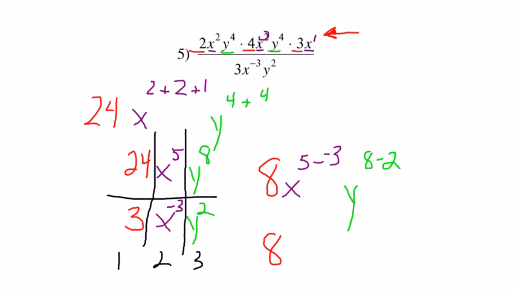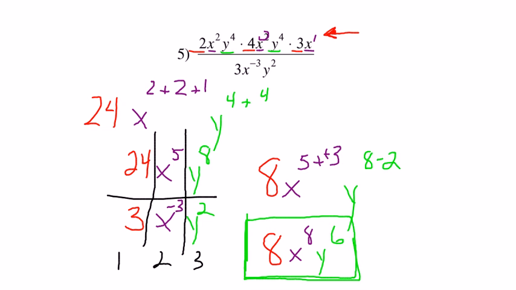Let's fix our x's. So a 5 minus a negative 3, that is a double negative. That really means we are going to add them. So this is x to the 8th and y to the 6th. Lo and behold, we are done here, guys. This is all we have to do. Scary problem from the beginning, if we look back.